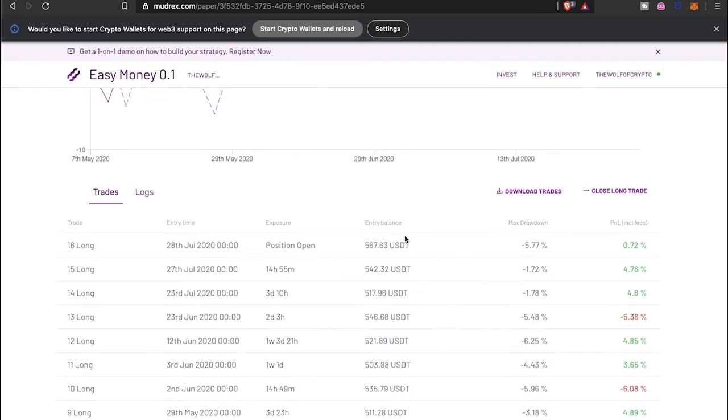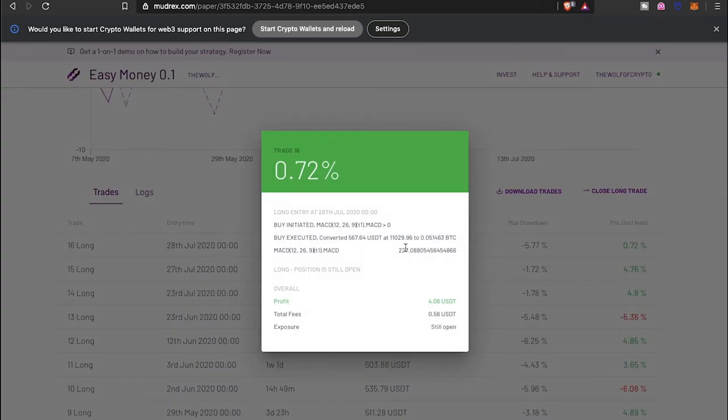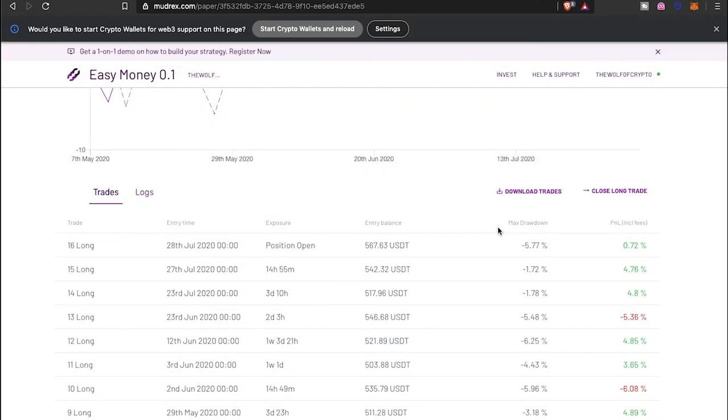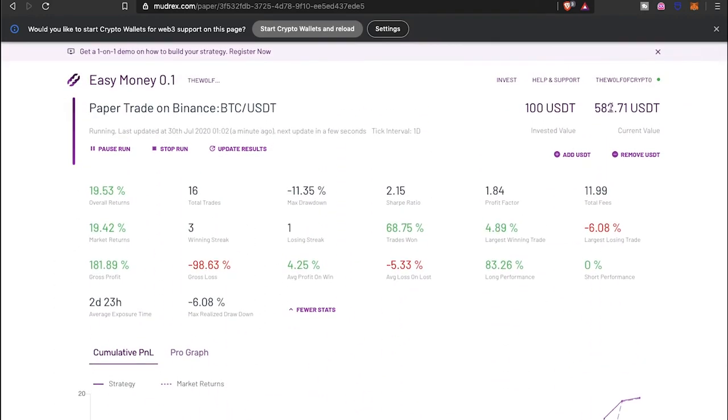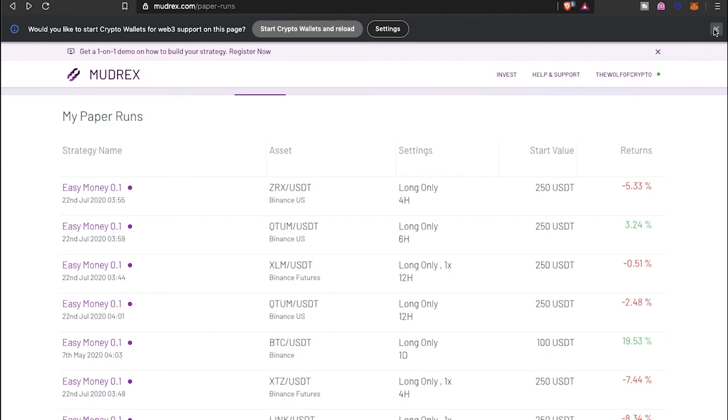Look at this position, the profits, it's up a little bit. That was the close. So again, the current value right now is 582. I'm really thinking about testing this bad boy out on Binance, just giving it a whirl, see how it goes. Oh okay, it was updating. So yeah, definitely gonna probably test this out. I think that one's ready to go.